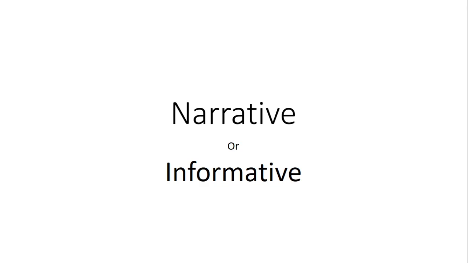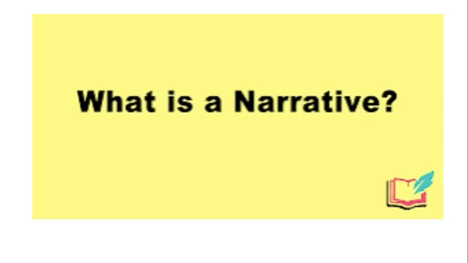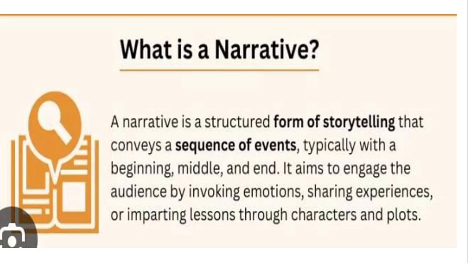For today, I'm going to explain two basic types of writing: narrative and informative. What is a narrative? A narrative is a story. Whenever you hear the word narrative, keep in mind that you are dealing with a story. Whenever you have a story, you need story elements: characters, setting, and plot. We need a sequence of events in the plot.